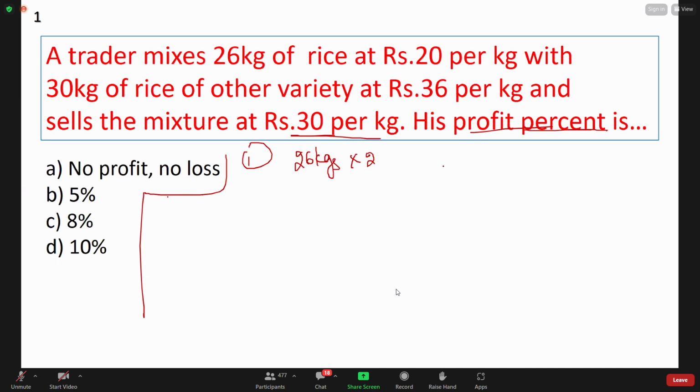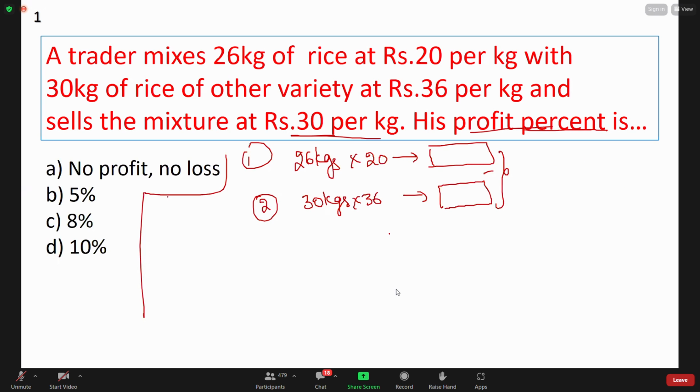Now, this is how we're going to do it. 30 kgs of rice at the price of 36. Cost price will be the sum of both of these. All right. And then he sells the mixture. What is the total weight now? Total weight is 56. Sorry, this is the weight, right? Weight is on the left hand side, price is on the right hand side.